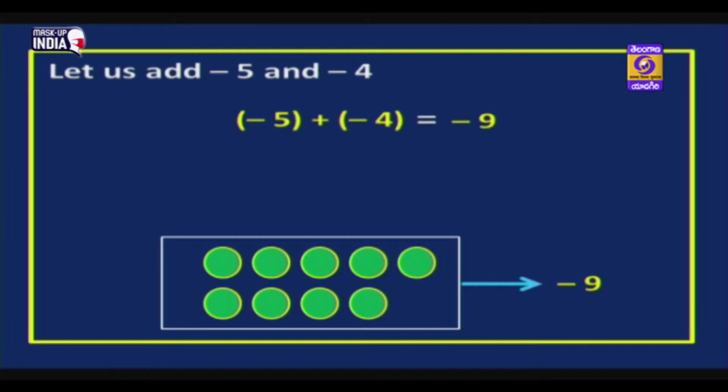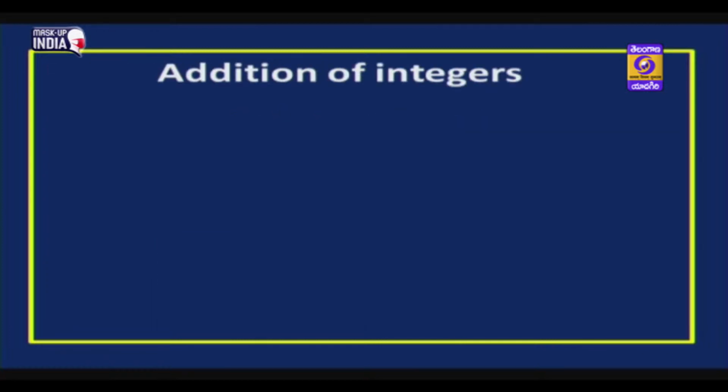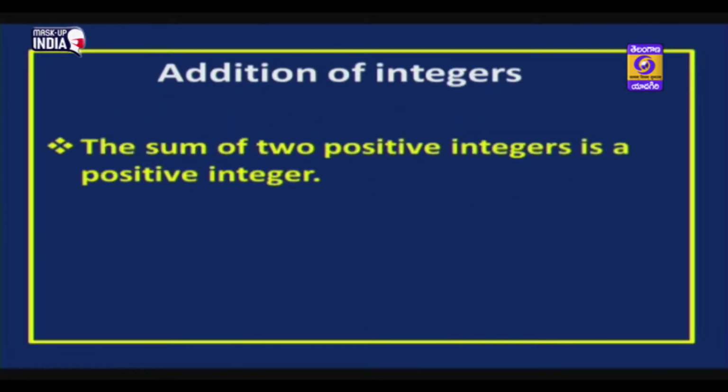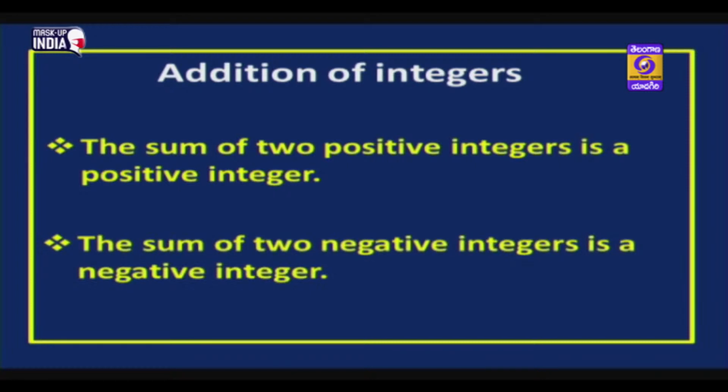And children, what do you notice here? Yes, on adding 2 negative numbers or negative integers, you got a negative integer. So what do you conclude children from these 2 examples that we have learnt? The sum of 2 positive integers is always a positive integer. Similarly, the sum of 2 negative integers is always a negative integer.